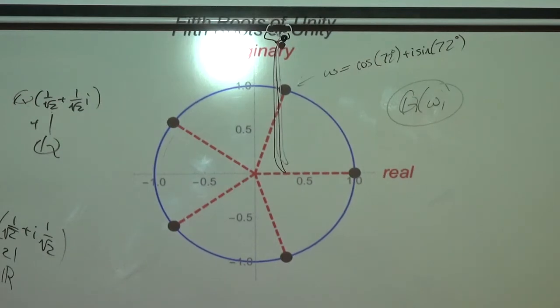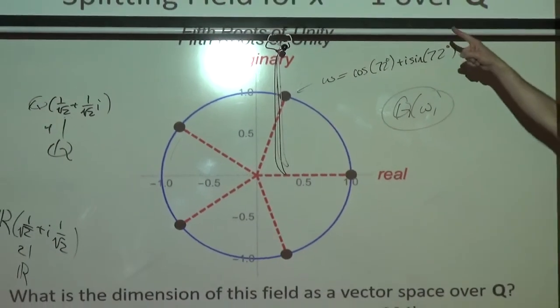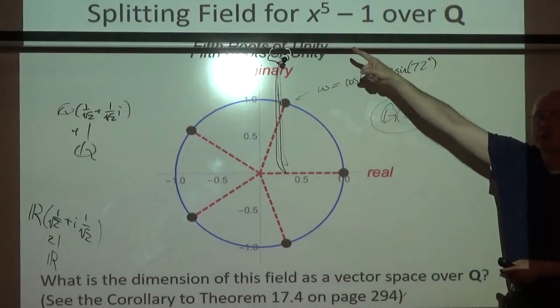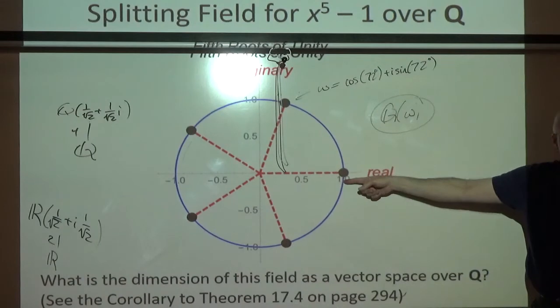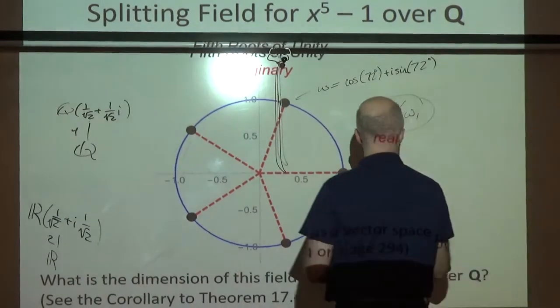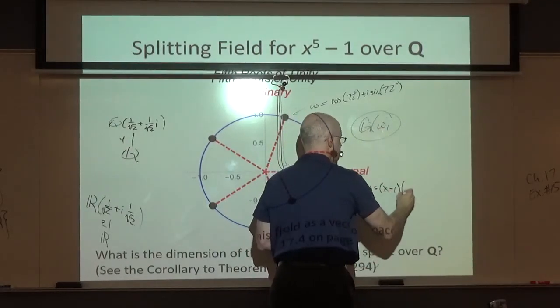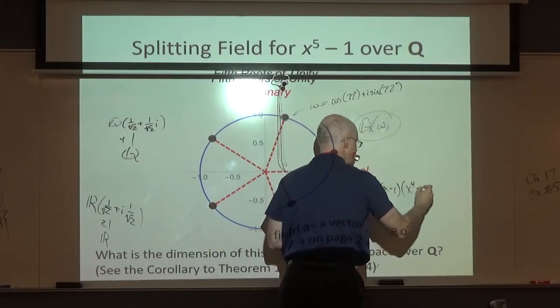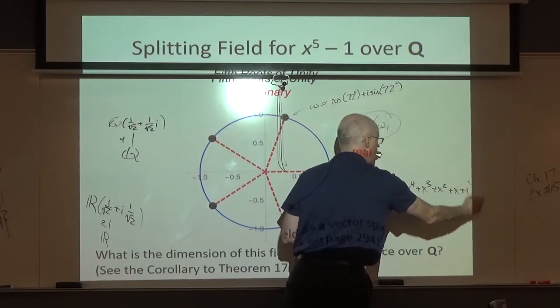But what's the dimension as a vector space over Q? The answer is not 5. This polynomial up there is reducible over Q. It's got x minus 1 as a factor because 1 is a root. In fact, you can factor it. It turns out as x minus 1 times, it turns out, x to the 4th plus x cubed plus x squared plus x plus 1.